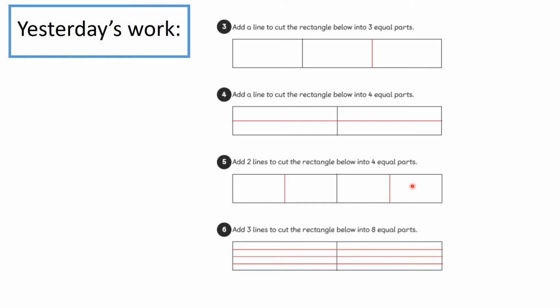And then lastly, we needed to add 3 lines this time to cut the rectangle below into 8 equal parts. So we needed to add 3 horizontal lines, 1 there, 1 there, and 1 there. And that leaves us with 1, 2, 3, 4, 5, 6, 7, 8 equal parts. Well done, everybody.